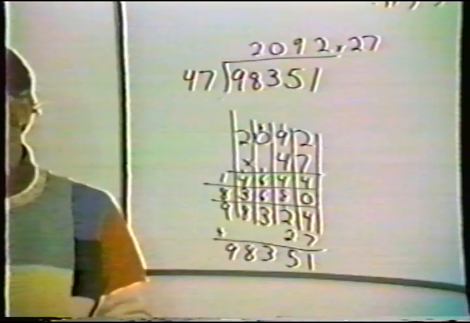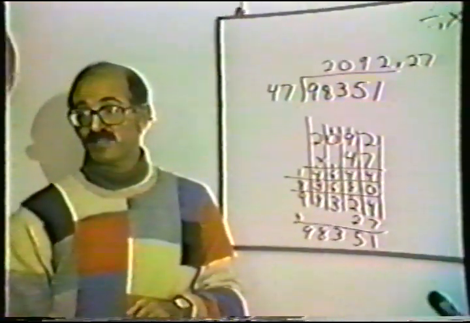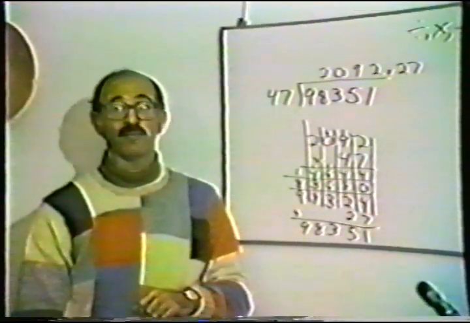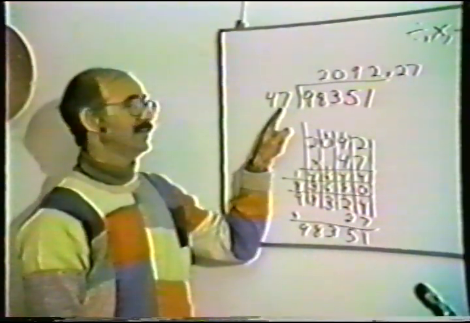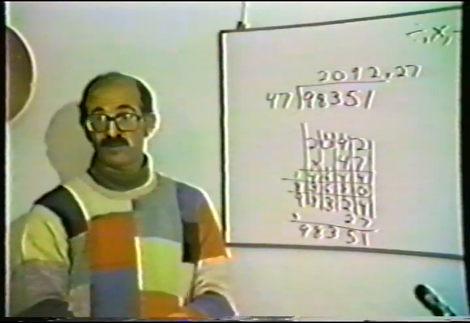We did get it right. And that's how to divide by a double-digit number. And that's pretty much as hard as they can get.